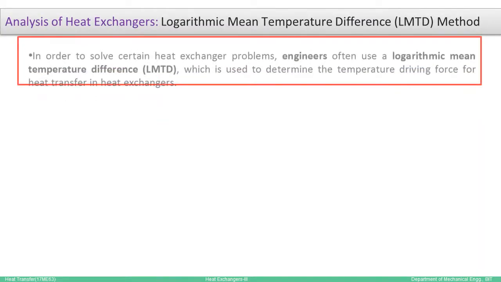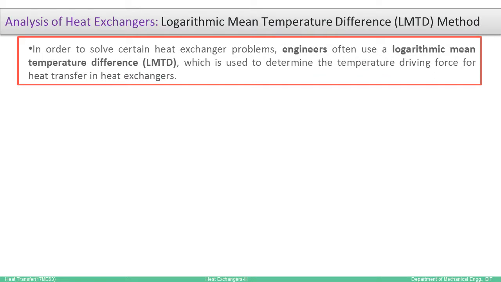LMTD method is often used by engineers to determine the temperature driving force for heat transfer in heat exchangers. We know that from Newton's law of cooling, heat transfer due to convection from a hot surface to a cold fluid can be found out by knowing the heat transfer coefficient between the surface and the fluid and the surface area, and also the temperature difference between the two surfaces and the fluids.